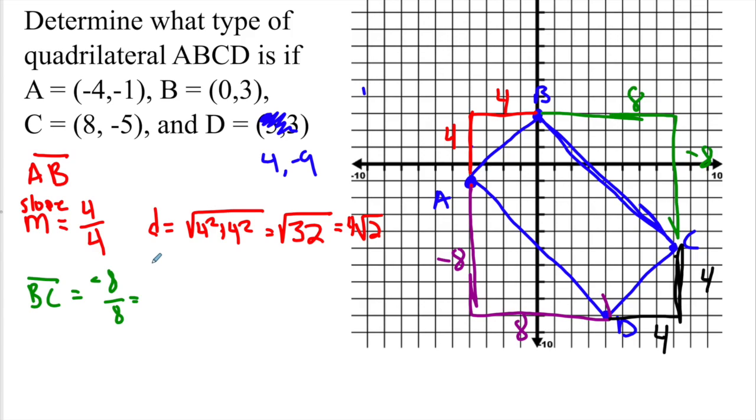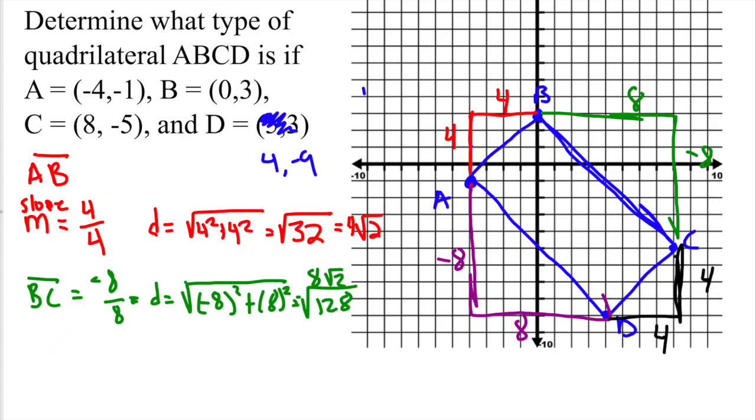Okay, so now distance equals negative 8 squared plus 8 squared, which equals 64 plus 64, which is 128, which is 8 square root of 2. Okay? So it's actually double as long as that.